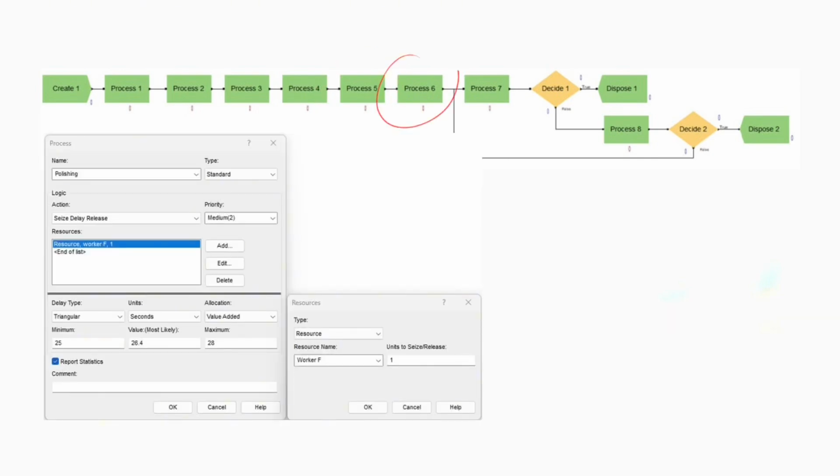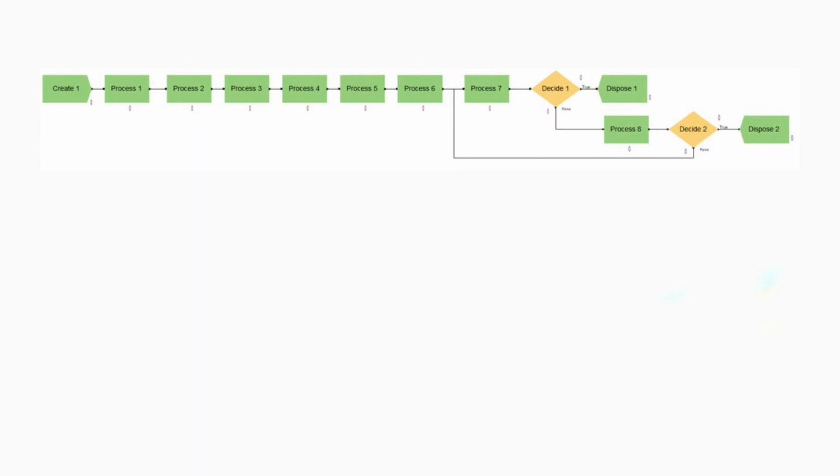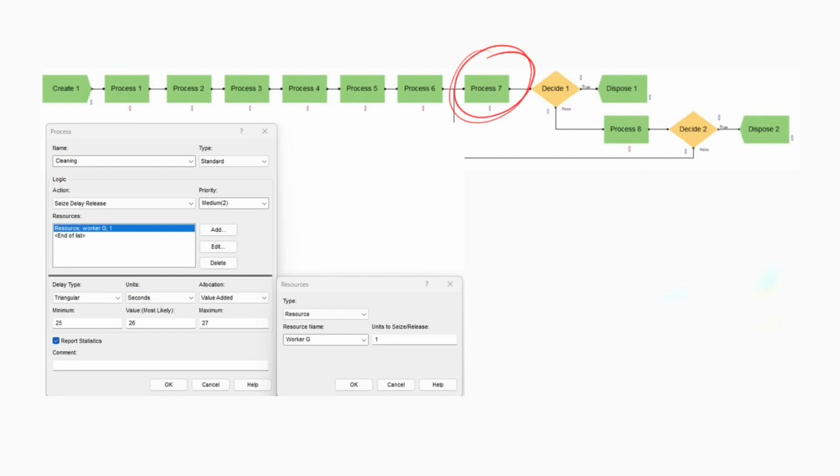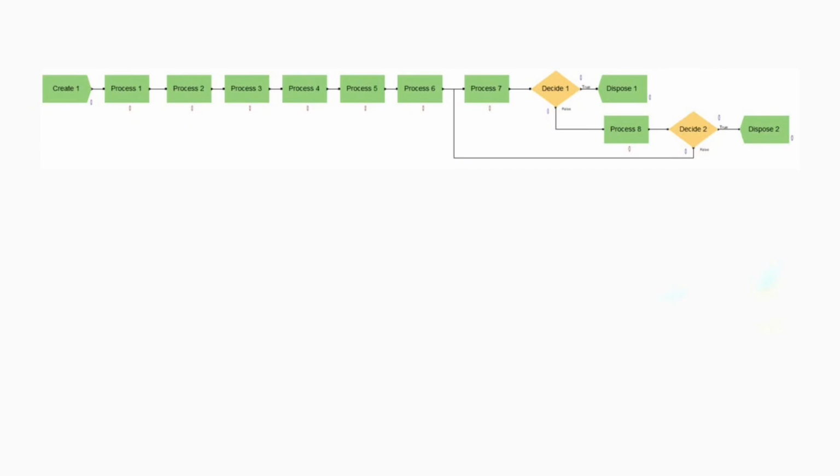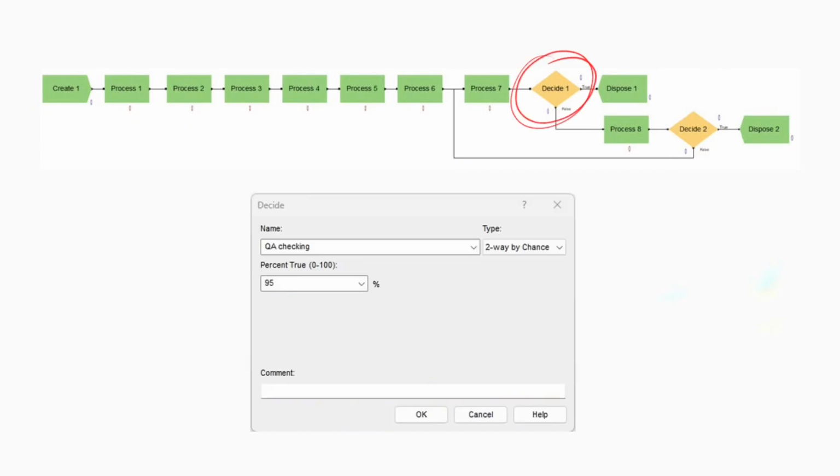The sixth process is polishing, where the value for minimum is 25, most likely 26.4, and maximum 28. The seventh process is cleaning, where the value for minimum is 25, most likely 26, and maximum 27. After this operation, the product proceeds to quality checking.